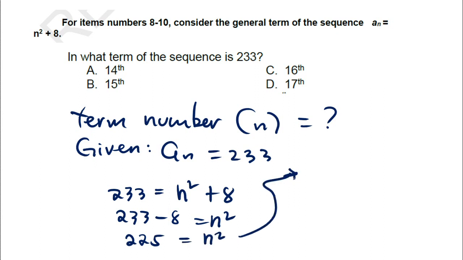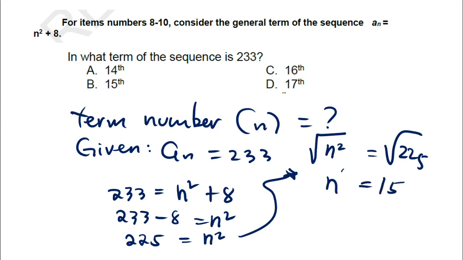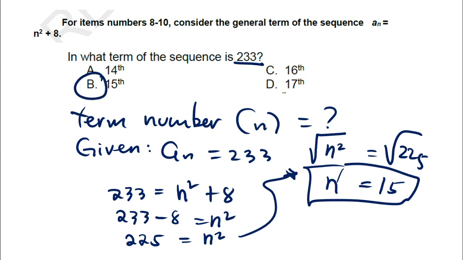Now let's continue here. We're going to extract the square root of both sides, since 225 equals n squared can be interchanged. So we get n equals the square root of 225. The square root of 225 is 15. So therefore, this 233 right here is the 15th term of the sequence a sub n equals n squared plus 8.